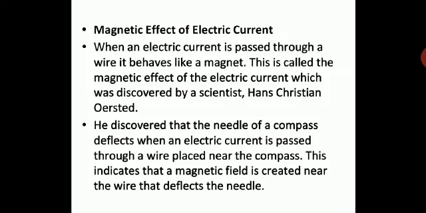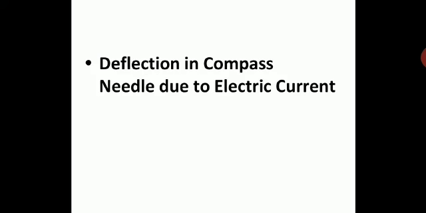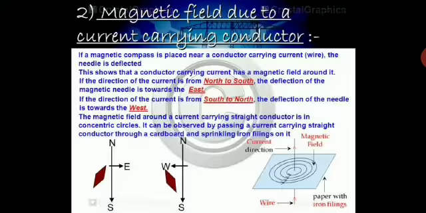This is an extremely important part of the chapter, children, and a very important application of electric current, that is magnetic effect of electric current. Take this down, children. I hope you are writing. Now, deflection in compass needle due to electric current. Let us see how deflection happens. Here you can see the magnetic effect of the electric current. Due to a current carrying conductor, you can see the magnetic effect. How does that effect work, how does that deflection happen in the needle, let us see.